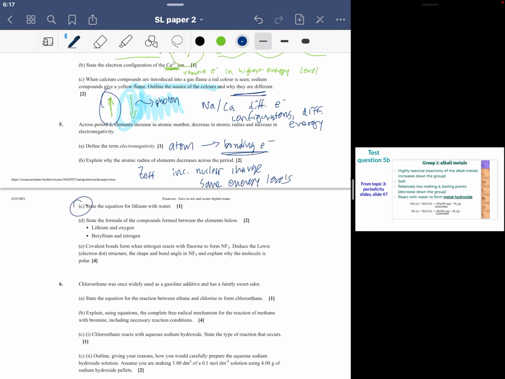And then if it was polar, you need to look up the electronegativities. Some people also mentioned it's not symmetrical. That was great because they are looking at the whole molecule.